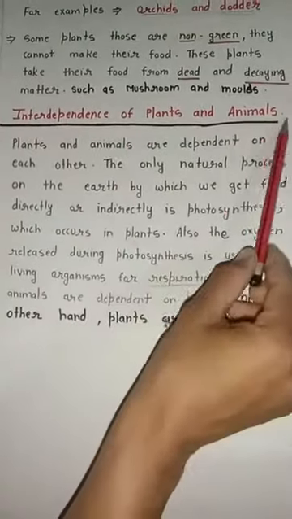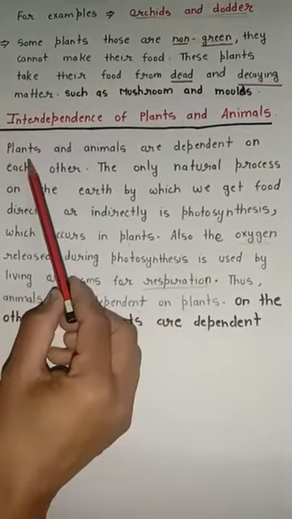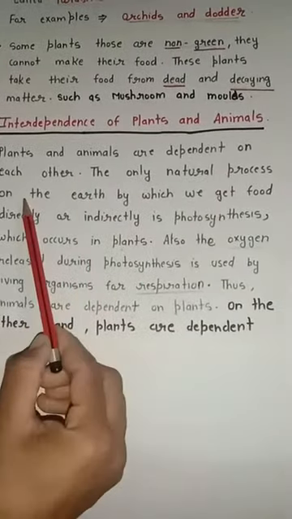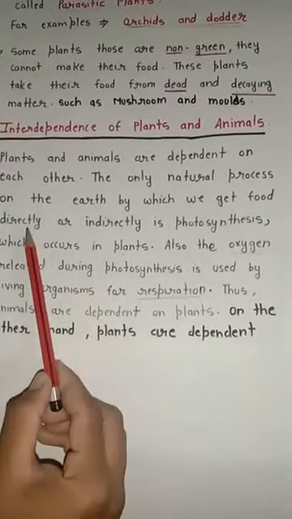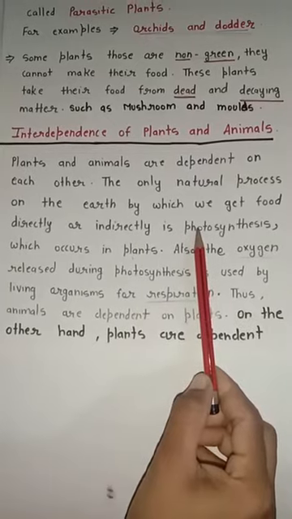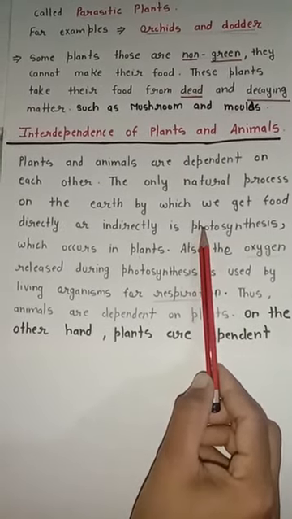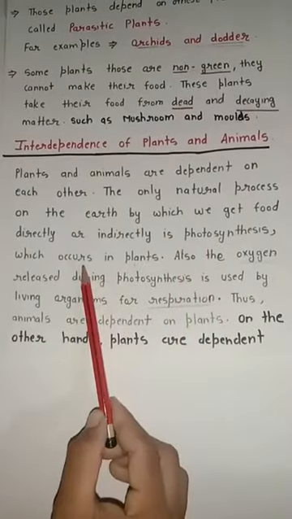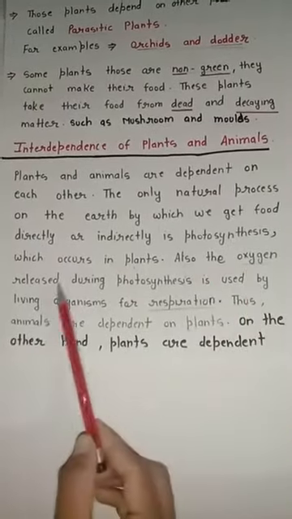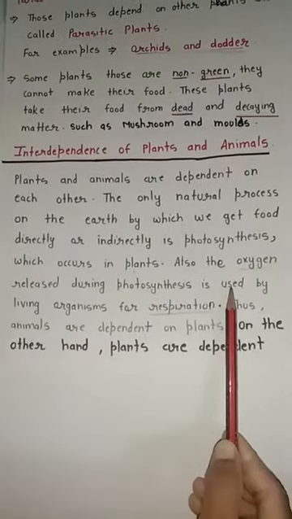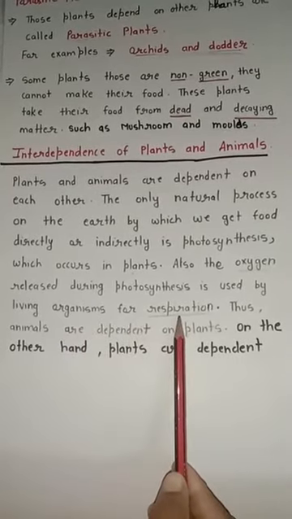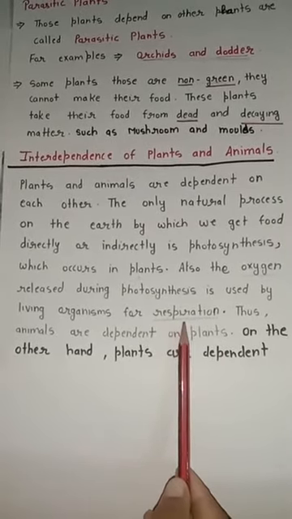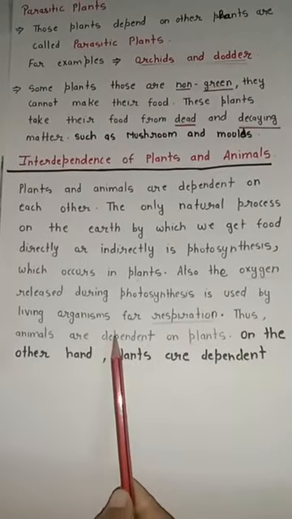Here we will discuss how plants and animals depend on each other. Plants and animals are dependent on each other. The only natural process on the earth by which we get food directly or indirectly is photosynthesis, and photosynthesis occurs in plants. Also, the oxygen released during photosynthesis is used by living organisms for respiration. You know what is meant by respiration? Respiration means breathing, to take in or take out any gas. Thus, animals are dependent on plants.